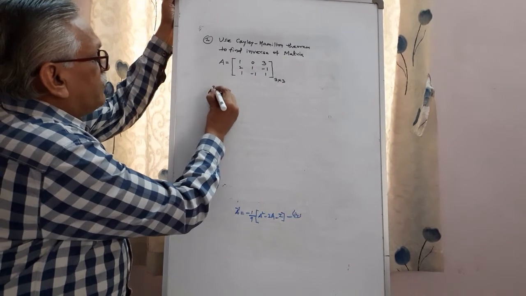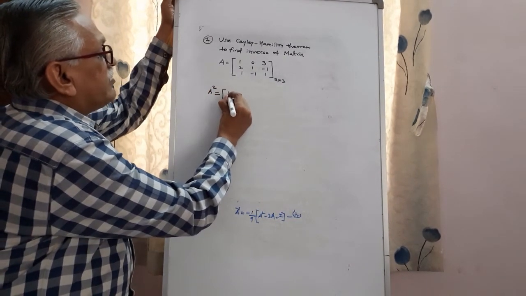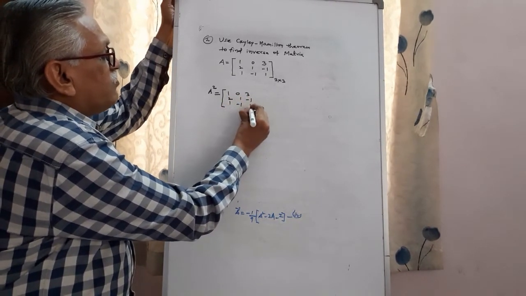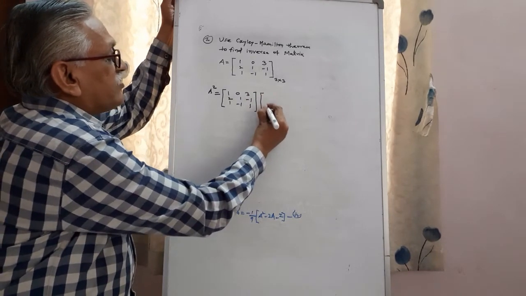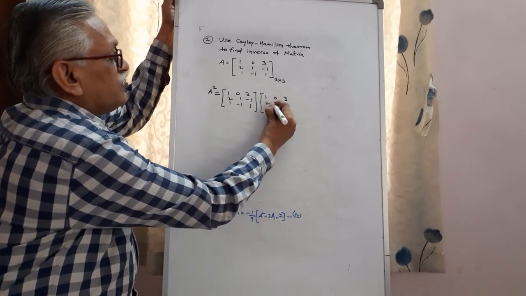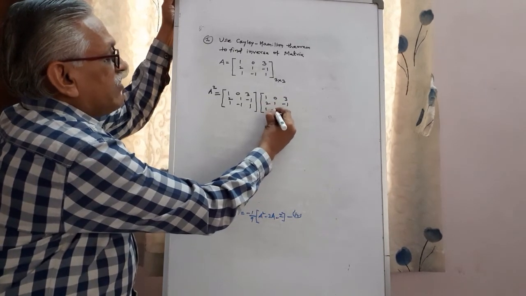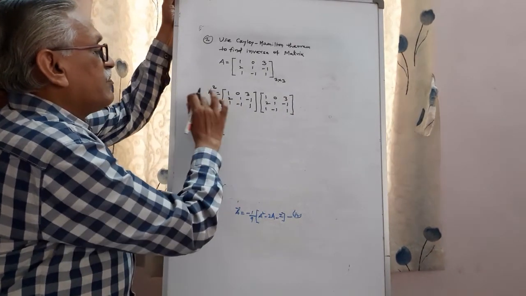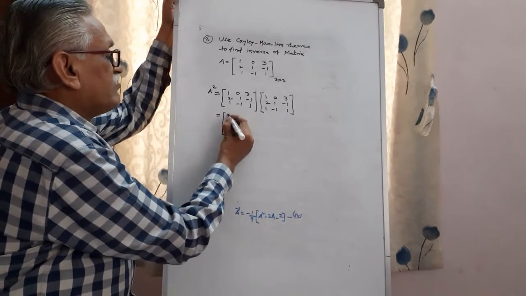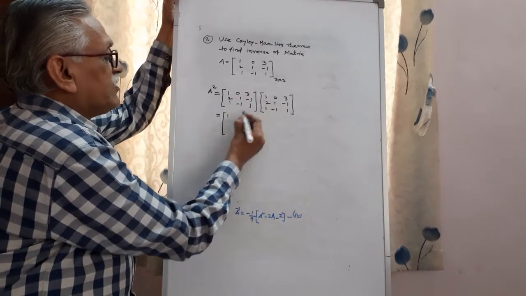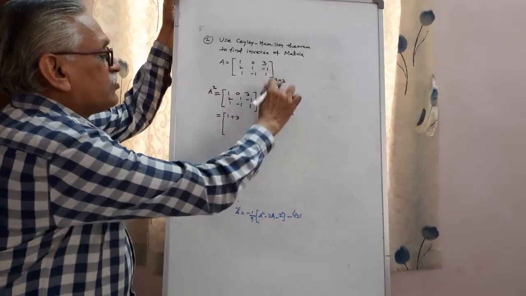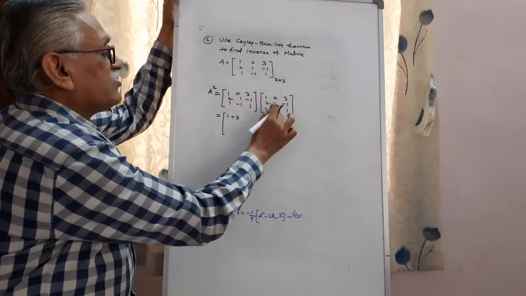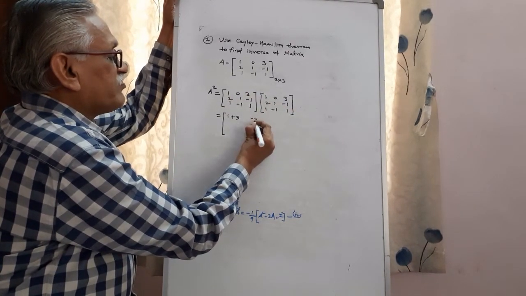Therefore, we find A square as matrix A into matrix A. Matrix A is 1, 0, 3, 2, 1, minus 1, 1, minus 1, 1. Again multiply by the same matrix, 1, 0, 3, 2, 1, minus 1, 1, minus 1, 1. Multiplying row one by the first column, 1 into 1 is 1, 0, and plus 3. Then row one by the second column, it is 0, 0 and 3 into minus 1, we get minus 3.